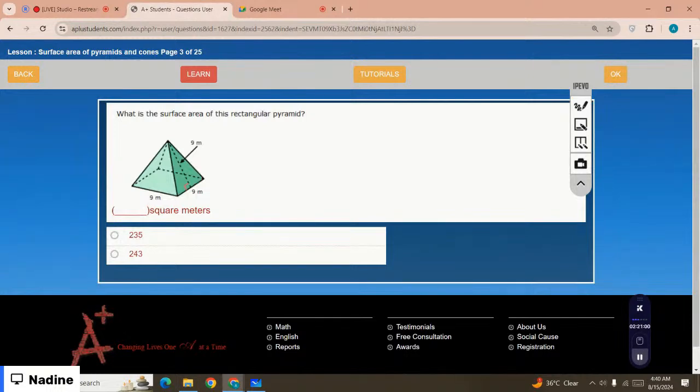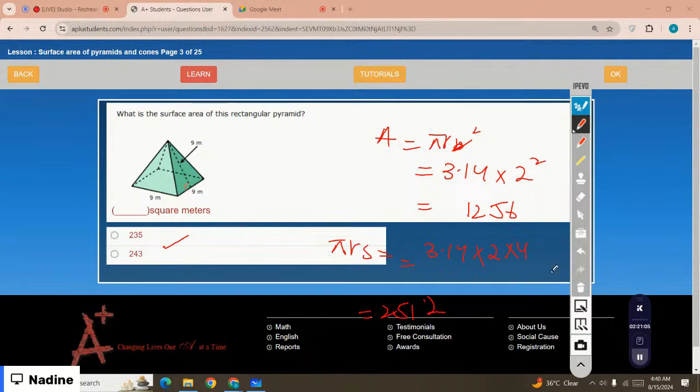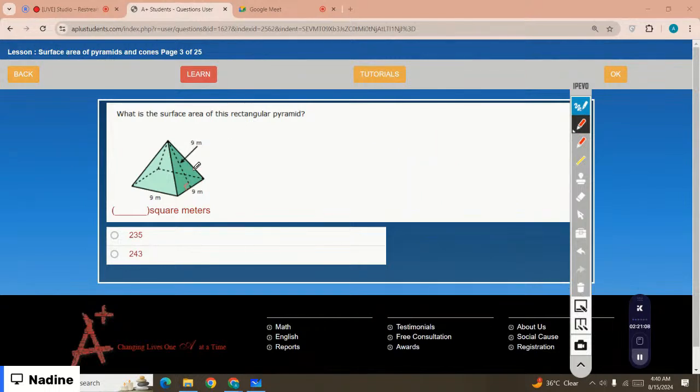What is the surface area of the rectangular prism? Now you have the rectangular prism, the base is a rectangle, right? So when the base is a rectangle, you have to calculate the area of this triangular face, that is half times base times height, 81 divided by 2 is 40.5. So for the other you have the same, 40.5, 40.5, and then the rectangle. The area of the rectangle is length times width, 81.